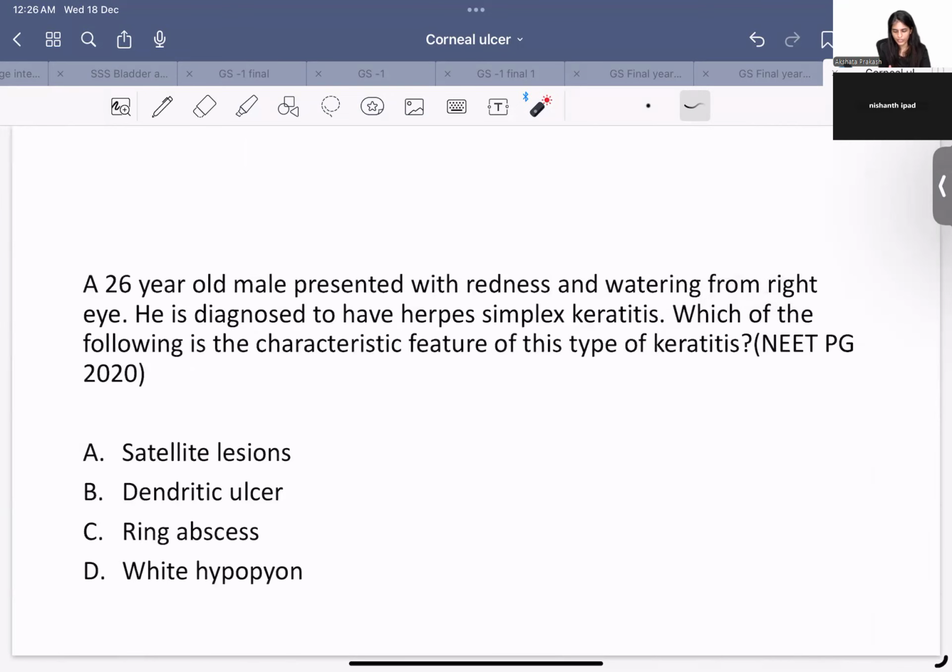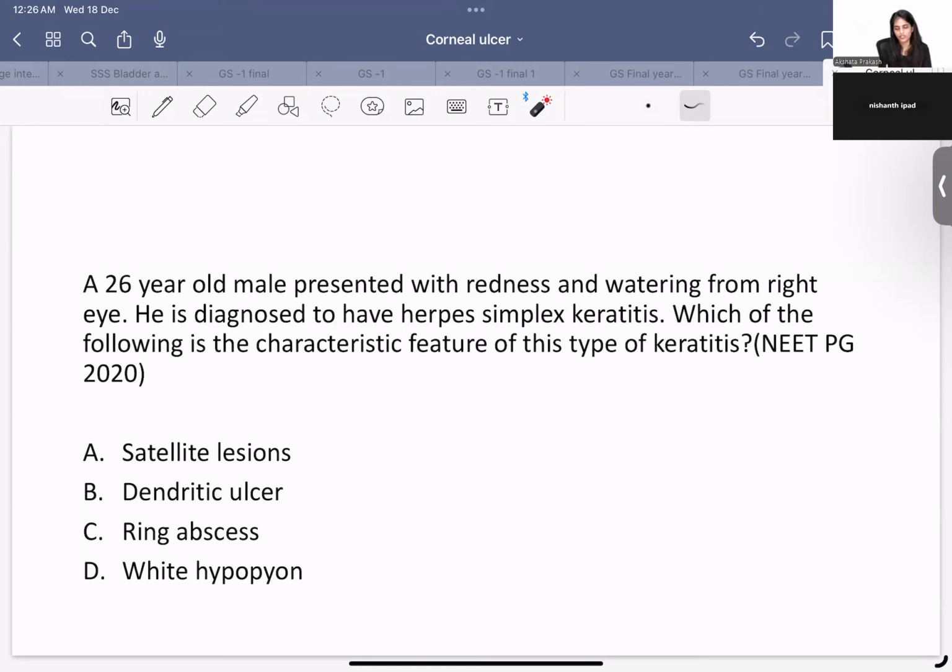We'll go on to the next question, which was asked in NEET PG 2020. They have given you a clinical scenario. A 26-year-old male presented with redness and watering from the right eye. He is diagnosed to have herpes simplex keratitis. Which of the following is a characteristic feature of this type of keratitis? So now they have asked which is the characteristic feature of herpes simplex keratitis. Your options are satellite lesion, dendritic ulcer, ring abscess, white hypopyon.